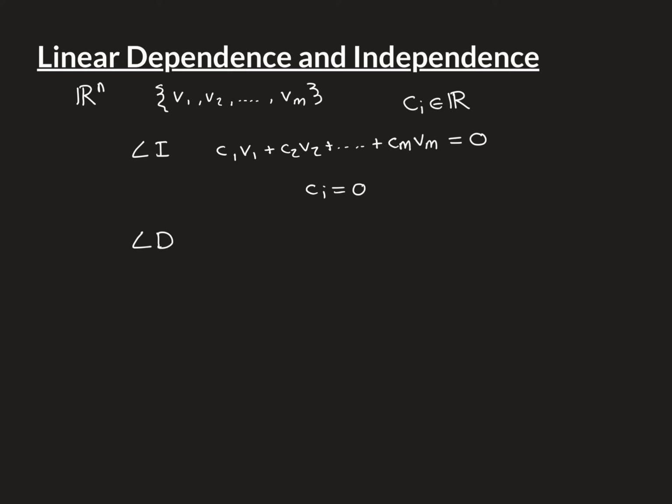So it's the opposite of that. So if they are linearly dependent, it means that you have some other linear combination that does make the 0 vector. So some non-trivial linear combination. So I'll write it out again. So c1 v1 plus c2 v2 plus all the way up to cm vm makes the 0 vector.